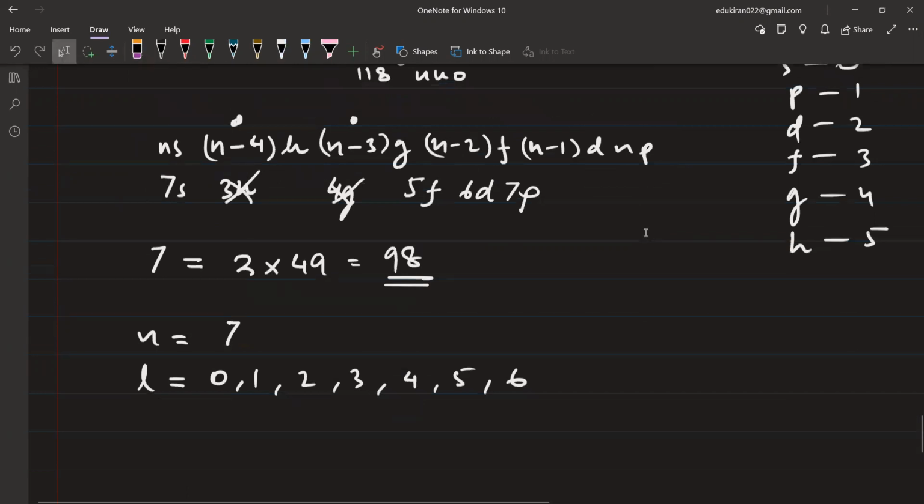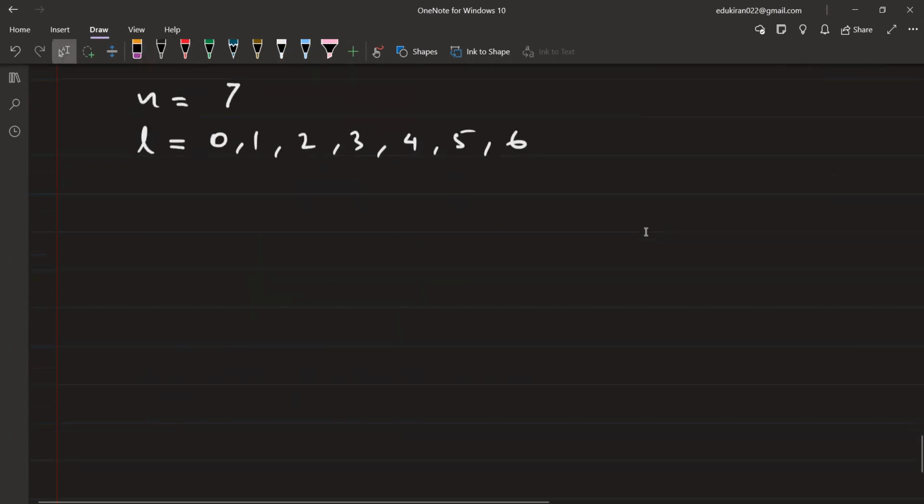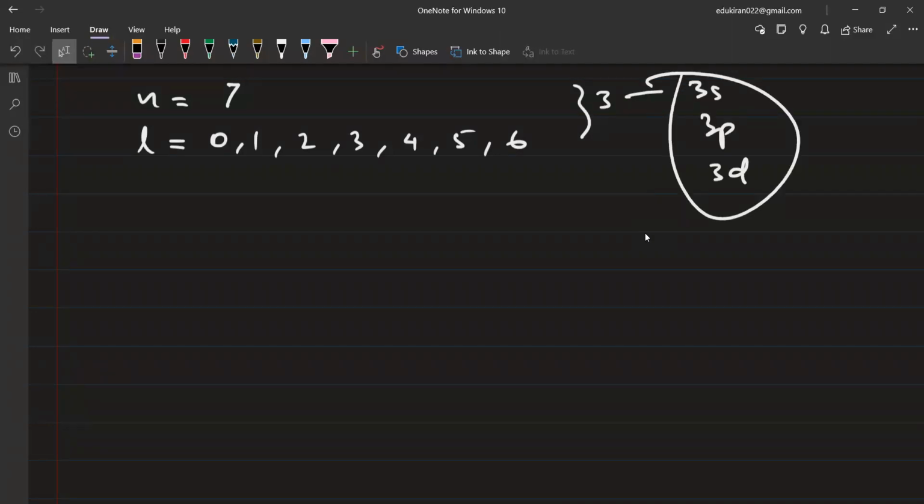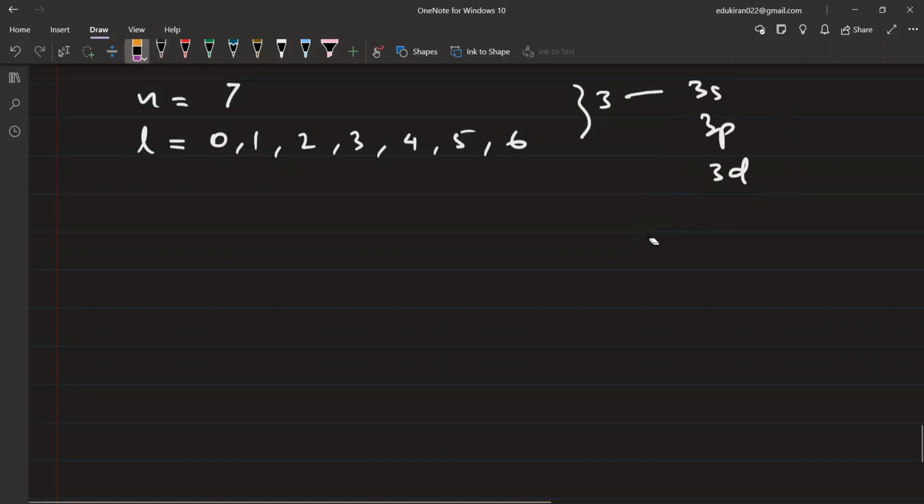ns (n-1)d, right? But if I just look at the shell, let me look at the 7th shell, for example. Like we say third shell, in the third shell I will have 3s, 3p and 3d also, right? So the capacity of the third shell is how many electrons? 18 electrons. But in the third period we fill only how many? This s and p, 8 electrons only. These 10 electrons it fills later on.